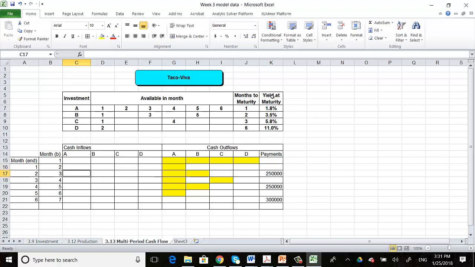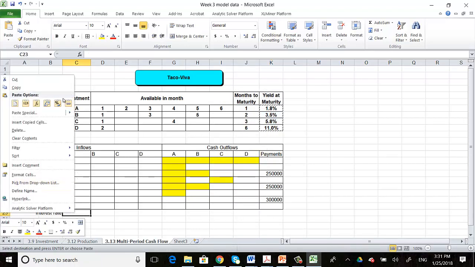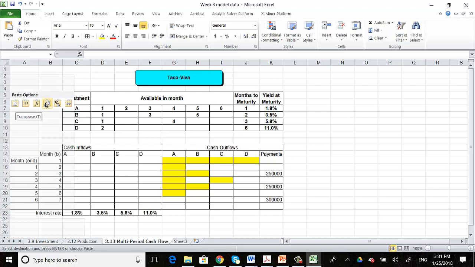First, what I'm thinking is we're going to put those yields down here, representing A, B, C, D. We'll put interest rate. And we can just copy this. Click copy, and here do a transpose paste. Paste special, transpose. It will copy this way. Yes, very nice.